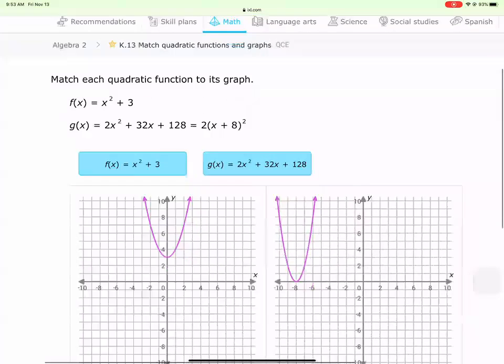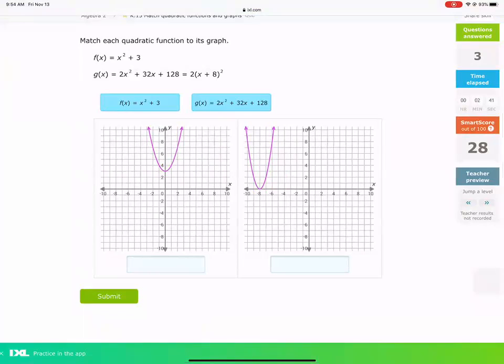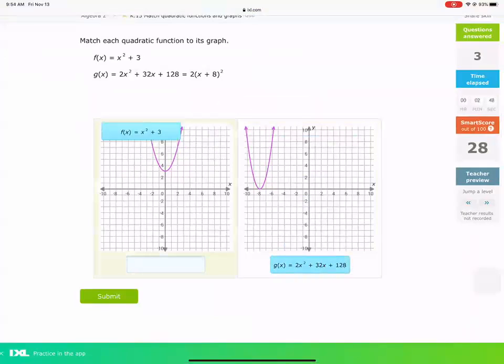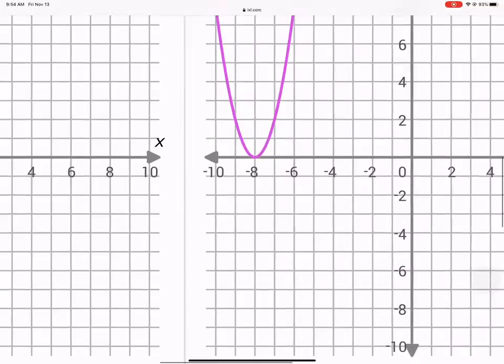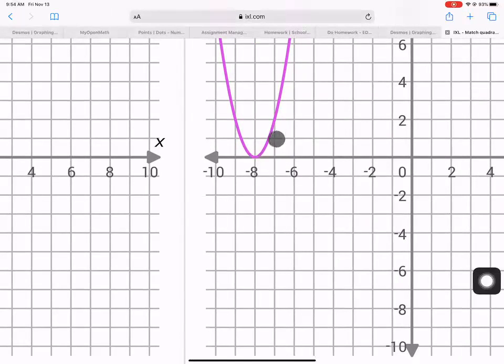All right. We have x squared, then 1x squared and 2x squared. So we know the 2 is going to be faster, right? 2 is going to be the skinnier one. If you want to zoom in, from the vertex, 1 step over, 2 steps up.